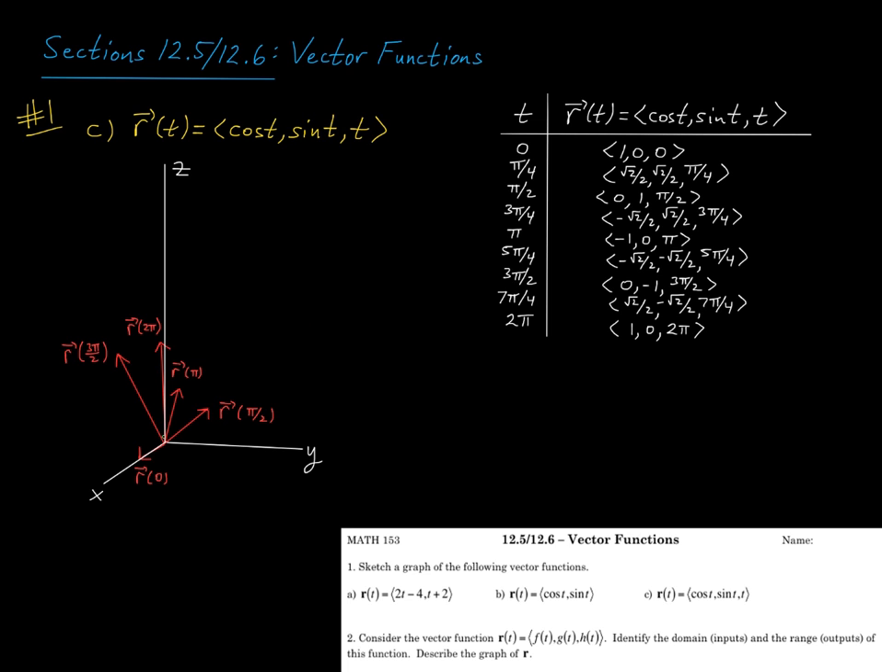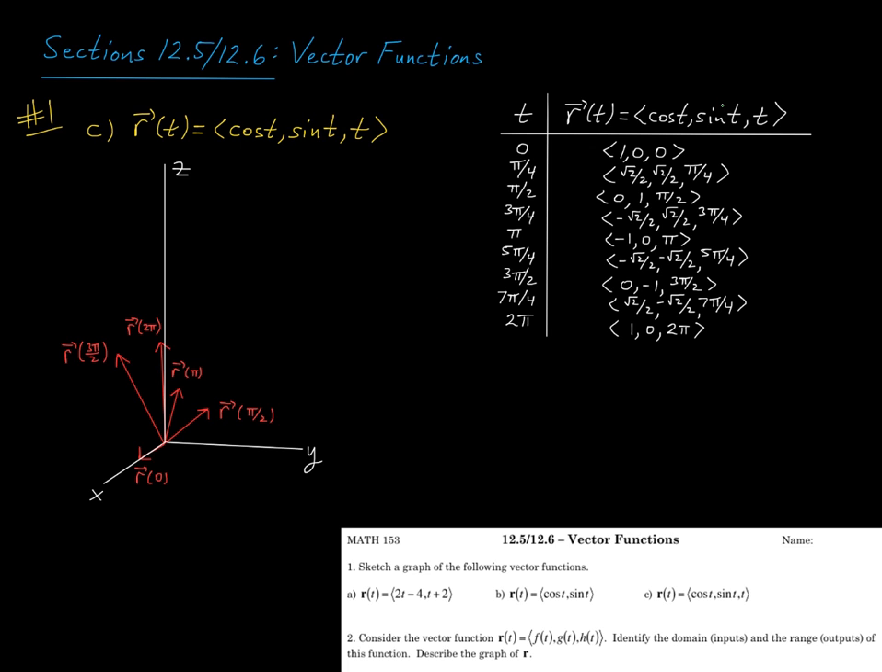And then at pi, we're pointing in this direction, negative 1, comma 0, comma pi. So the k component's a little bit larger. And then we go to at 3 pi over 2, 0, negative 1, 3 pi over 2. So that's over here. And then finally at 2 pi, we're at 1, 0, 2 pi.